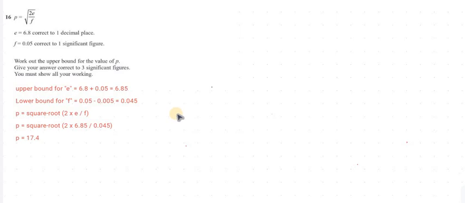Okay, this is mainly an upper bound and lower bound question. It's about finding the possible ways to get the largest possible value and the lowest possible value of an expression. Okay, that's the topic to look at for this one.